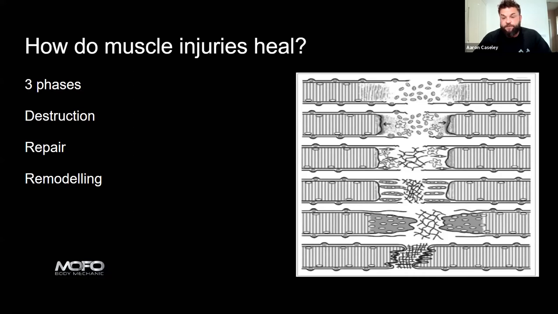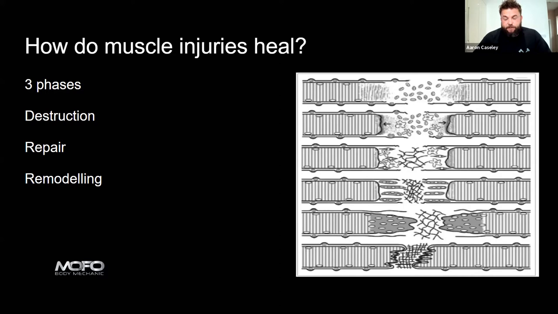So the first thing that happens is obviously we've got some destruction. You've lifted something that's too heavy, you've stopped suddenly, and you've torn the muscle. So you're in the destruction phase. Now this is characterized by inflammation. The body's processes at this point are creating an inflammatory response. Along with that, platelets aggregate in the area, and that stops the bleeding.